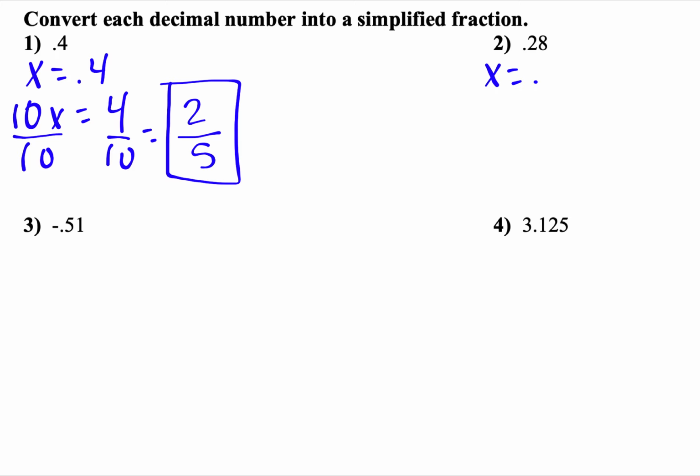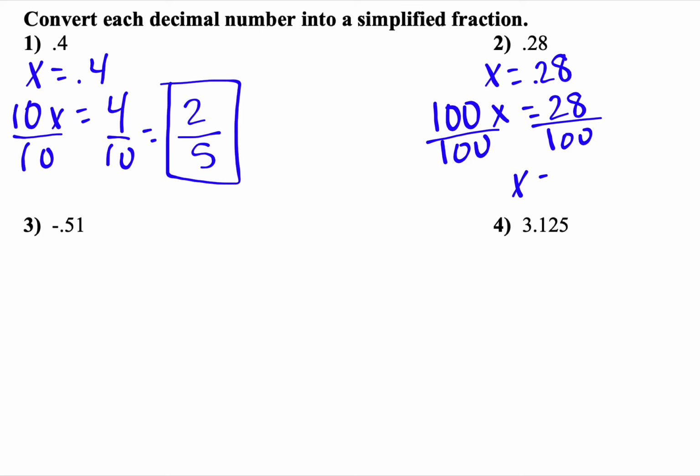0.28, start by making x equal 0.28. Multiply both sides by 100. That'll get rid of all the decimal places. And then we can divide by 100. And x equals, well, divide by 4, top and bottom. Looks like it's 7/25. I guess I don't really need the x inside the box. So let's see, that's 7/25.